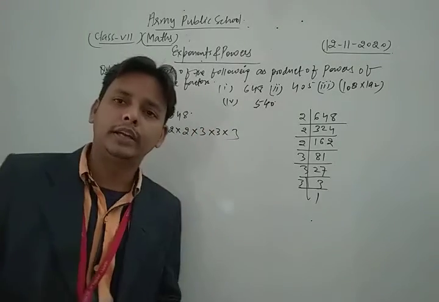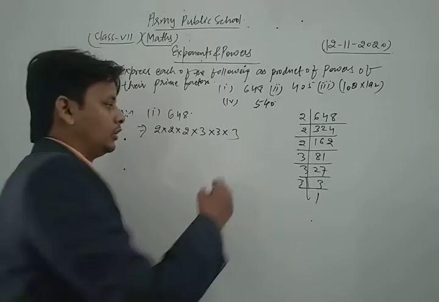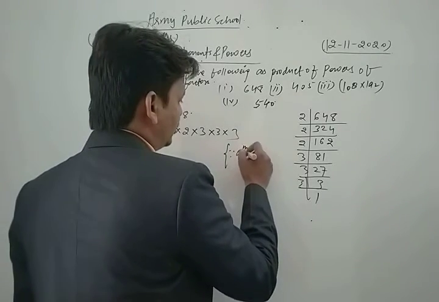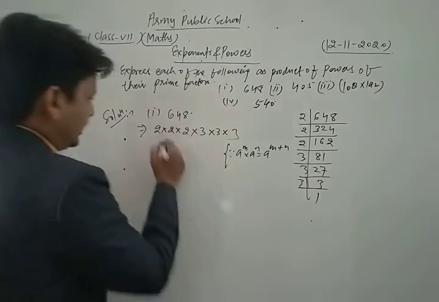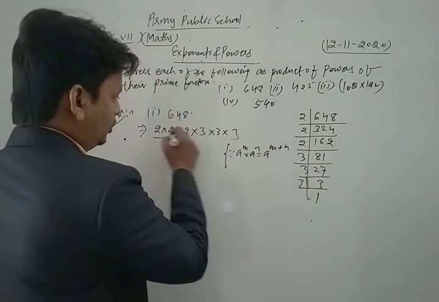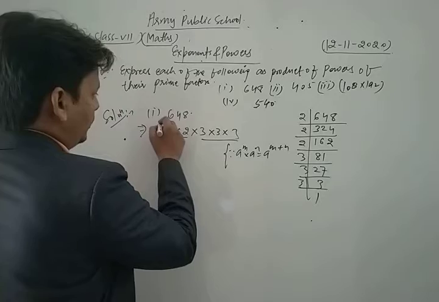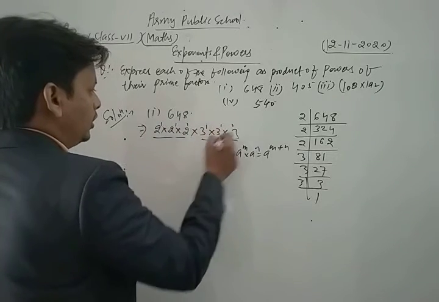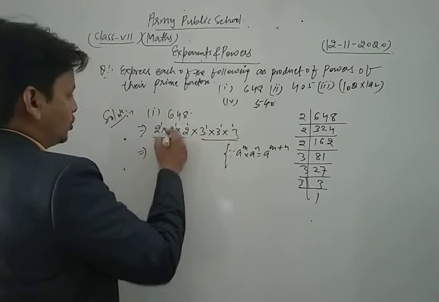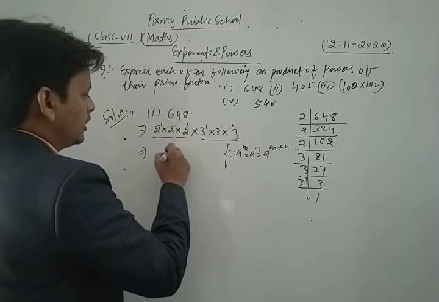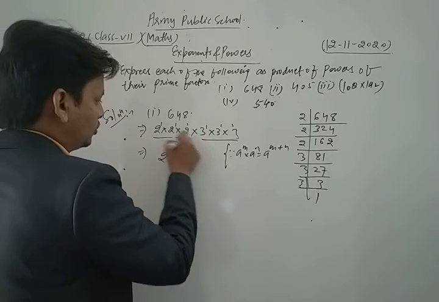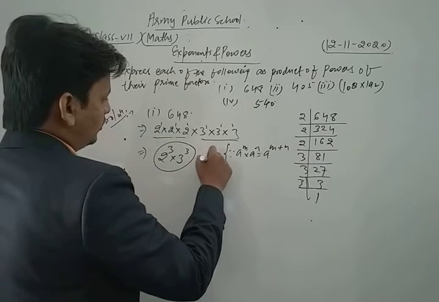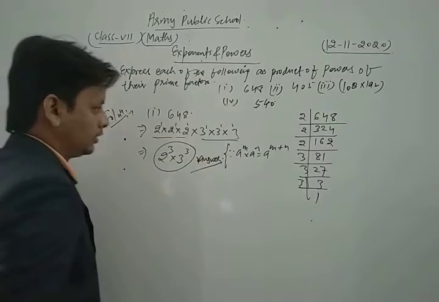Now what we do, here we apply the laws of exponents. Since you know that a to the power m into a to the power n, you write a to the power m plus n. So here the bases are the same, 2, 2, 2 and 3, 3, 3, and their powers are 1, 1, 1. So we add those powers, and we get 2 to the power 1 plus 1 plus 1, which is 2 to the power 3, multiplied by 3 to the power 3. So this is our required solution of the given question.